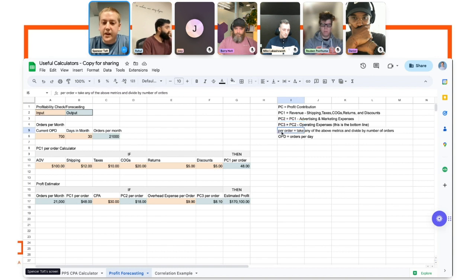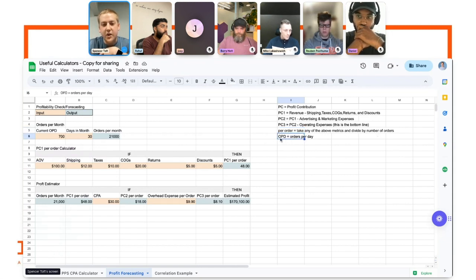And then per order, I like to contextualize everything on a per order basis. So you take any of the above metrics and divide by the number of orders. And then OPD is just orders per day.